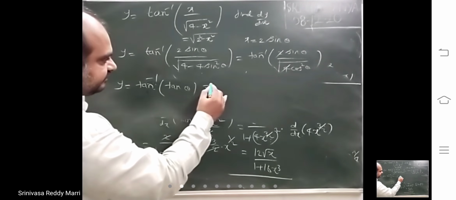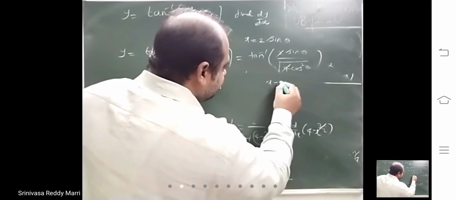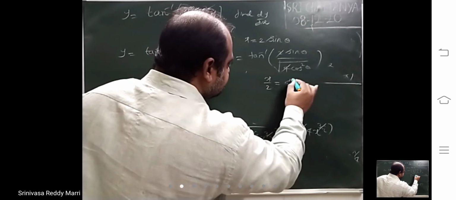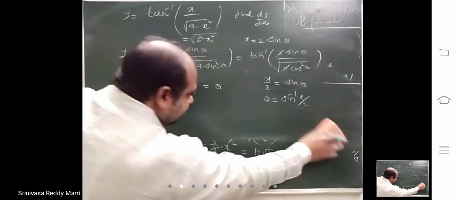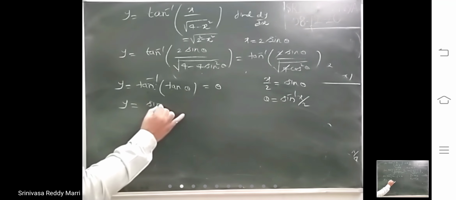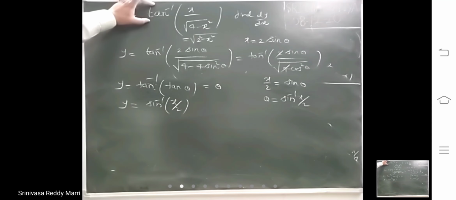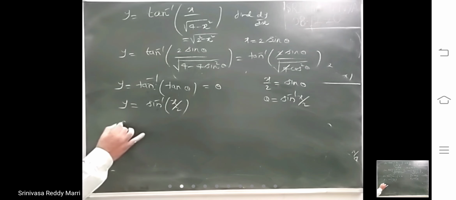That means this is tan inverse tan theta, which is theta. Now in place of theta we have to put the value. X by 2 is sin theta, so theta is sin inverse x by 2. That means in place of theta you replace it finally. So the given function is nothing but equal to sin inverse x by 2. The given one and this one are equal. This is not the derivative, this is the function only: sin inverse x by 2. So now you can do the derivative easily.